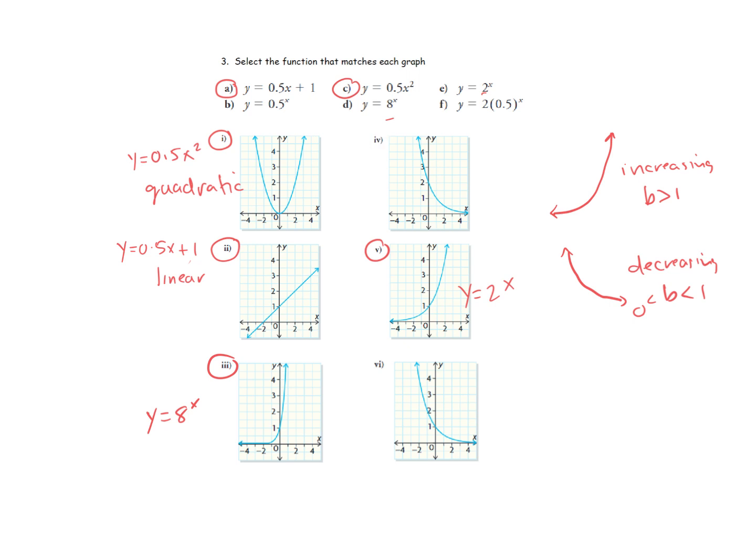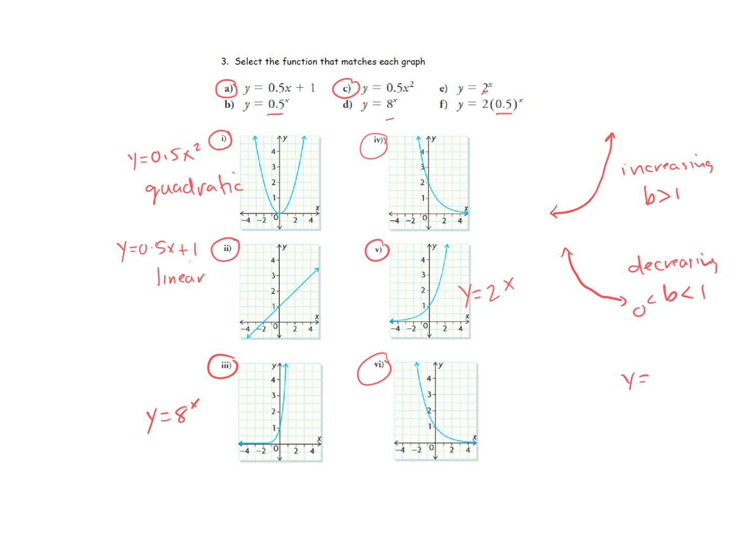So 4 and 6 are going down, so they will have a base that is a fraction or a decimal. So 0.5, 0.5 are both decimals. So those are going down. The only difference between the two is that f is also multiplied by 2.